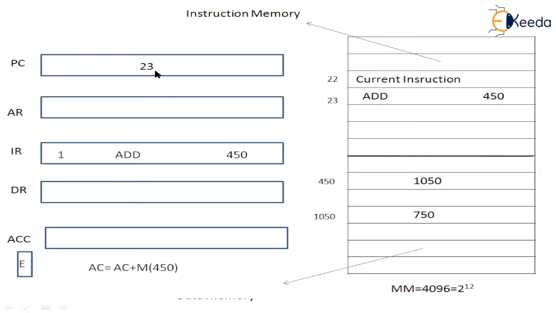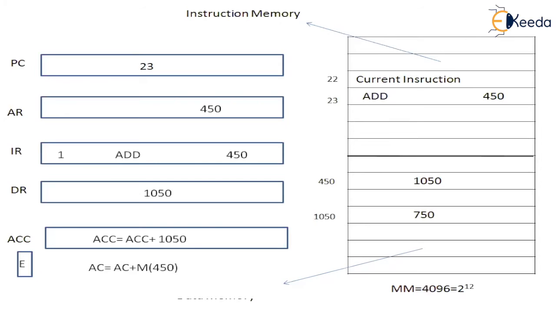Here it is not shown, but assume that the moment the next instruction becomes the current instruction, the program counter will hold the address of the next instruction, that is 24. The program counter should be incremented. Then we need to fetch the operand. Once the operand is fetched, finally the operation is performed in the accumulator or wherever.